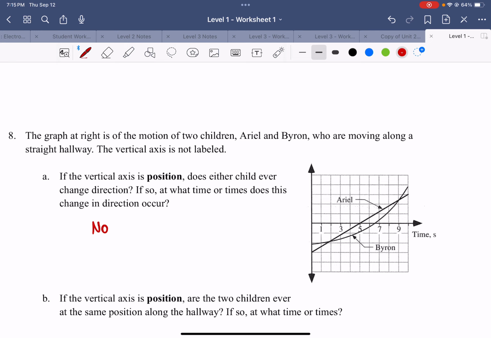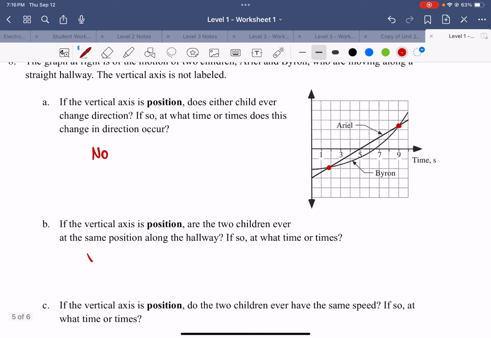Next question: do the two children ever have the same position? For the children to have the same position at the same time, the coordinates for that event would be the same for each child, so their graphs would cross if they ever have the same position at the same time. That happens twice here, once at about 2 seconds, and again at about 9 seconds.